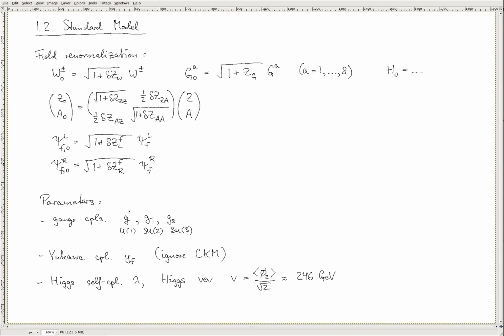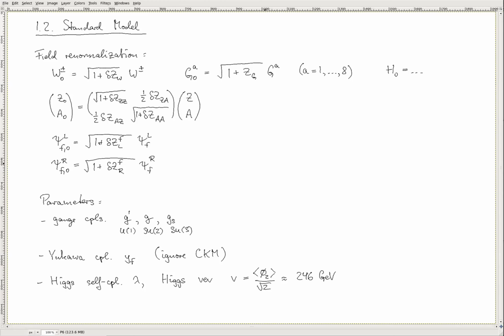Okay, gauge dependence, Goldstones. The Goldstones are an interesting question. In principle, since these are not physical states, so you can't really get them as in and out states of a physical process, it's not necessary to renormalize them. However, one could, in principle, just as an extra procedure, renormalize them.